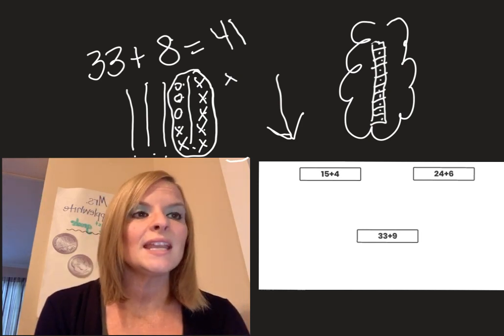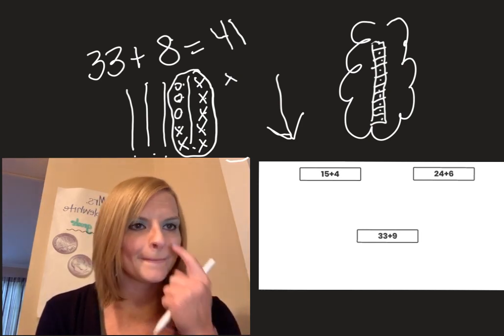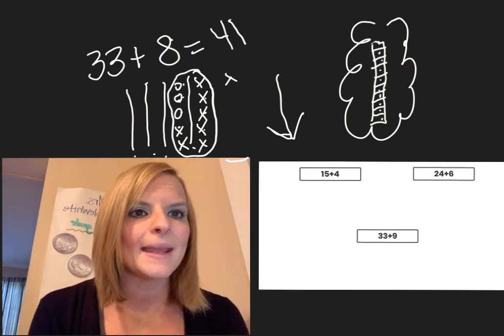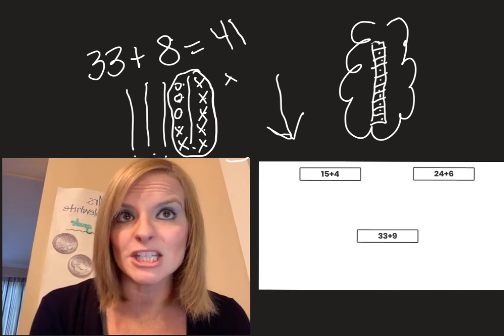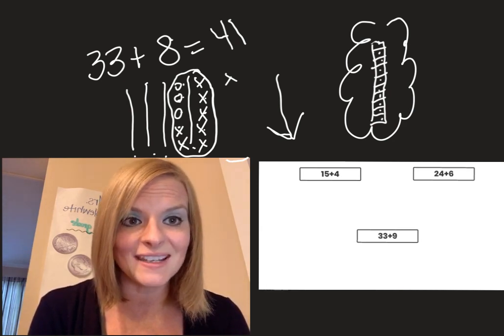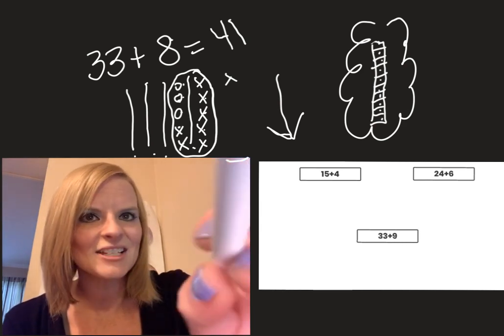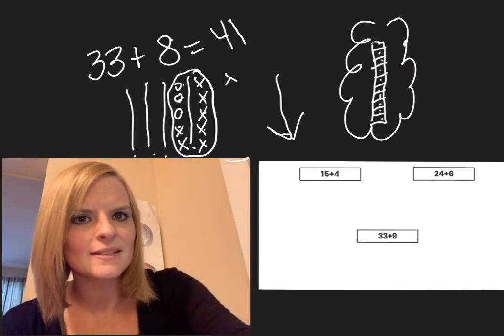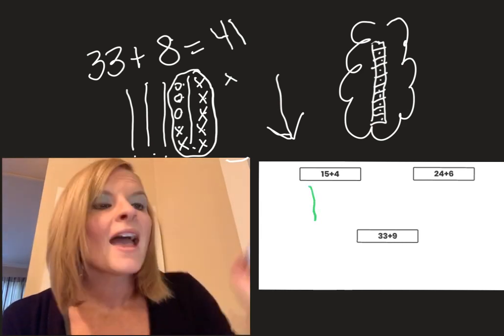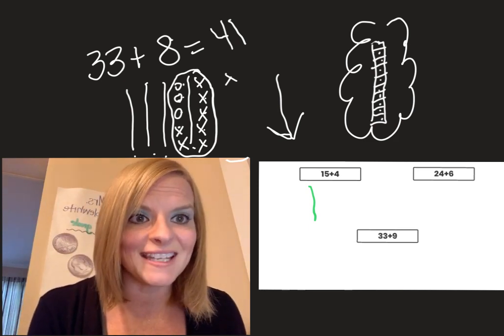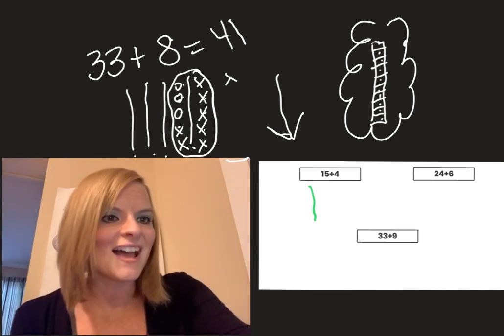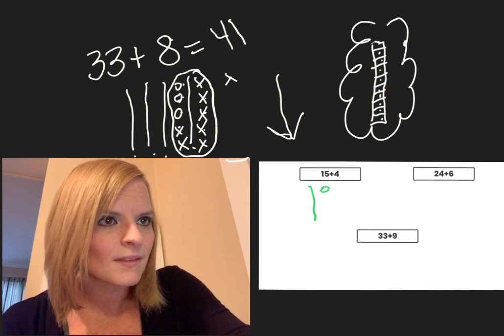So 15 plus 4. So I will say, 15 is my 2-digit number. How many 10s are in 15? 1. Excellent job. And I'm going to change my color because white's not going to show up here. How many 1s are in 15? Yes, 5. Great job.